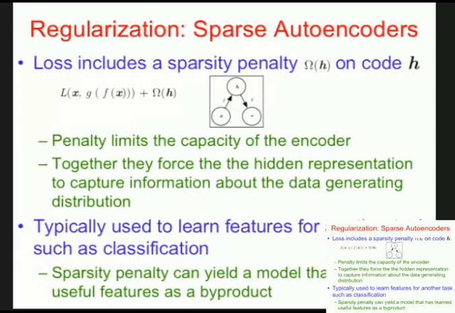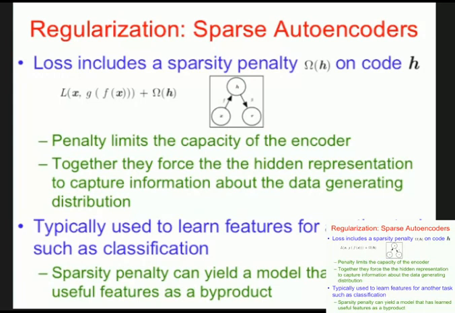Sparse autoencoders: the loss includes a sparsity penalty. So this is how we represent it. Here's the loss function plus an omega of h here. The penalty limits the capacity of the encoder, and together, the loss function and the penalty force the hidden representation to capture information about the data generating distribution. Of course, there's a lot of theory that one could do here, such as what kind of generalization it does, and so on. Sparse autoencoders are typically used to learn features for another task, such as classification.